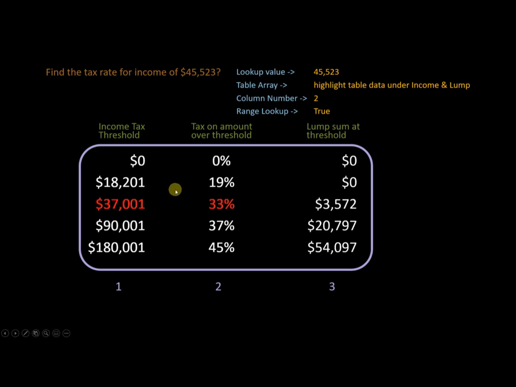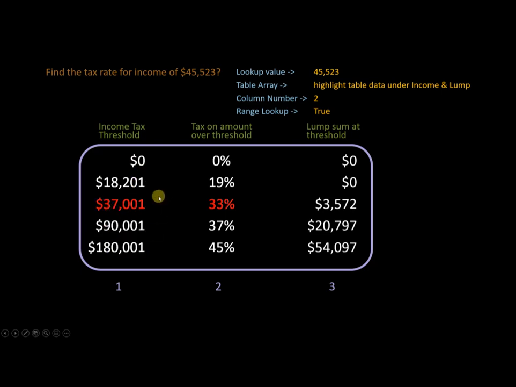The interesting point here is that because we're using a true, the lookup numbers must be in ascending order, so 0 and so forth. It would not work if I flipped this the other way and had 180,000, 90,000, 37,000, 18,000, 0. It would not work. So when you're using a true, the lookup column has to be in ascending order.